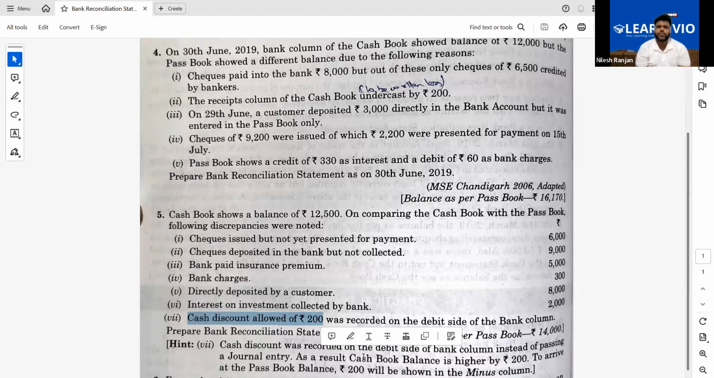If you are able to solve, then okay, no issue. Otherwise, we'll discuss the question in our next class. Try the question.